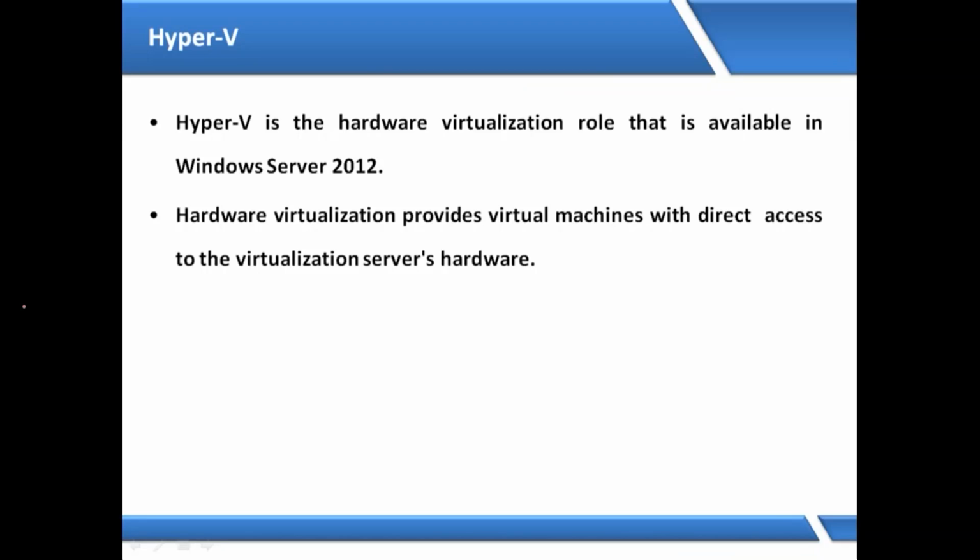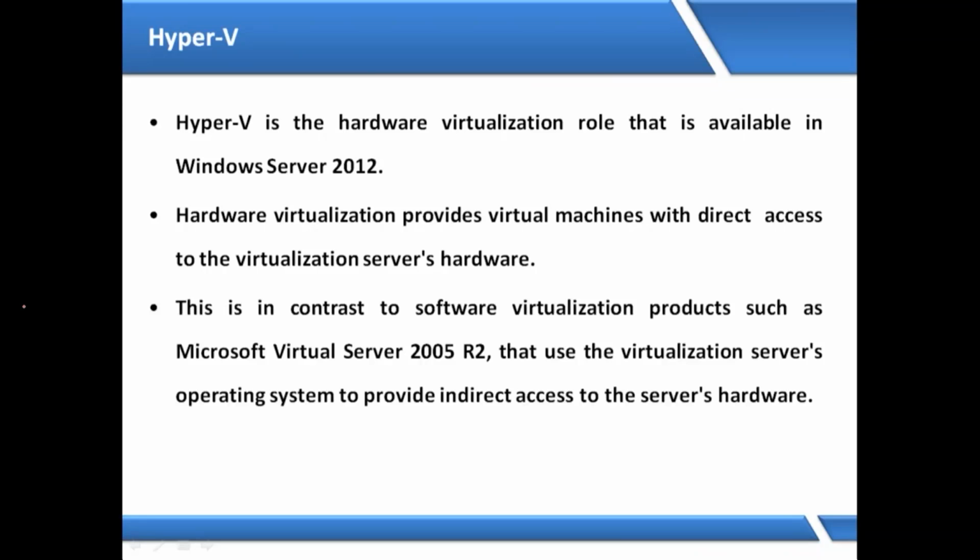Okay. So hardware virtualization provides the virtual machine with direct access to the virtual server's hardware. So resources can be taken directly from the physical machine itself without any OS. Whereas in software virtualization, the virtual machine which we create will not be able to take the processor memory, RAM memory, and hard disk memory directly by itself.